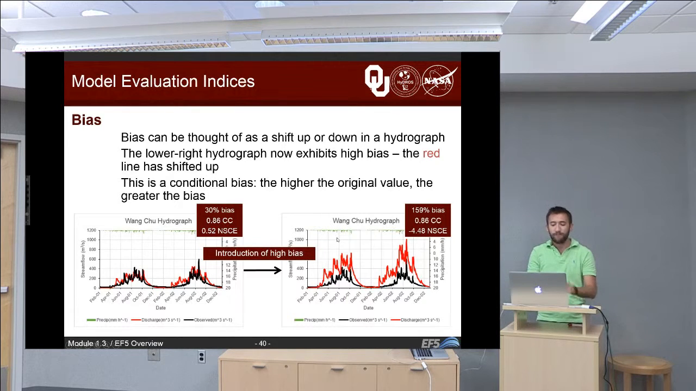And so to give you an idea of the statistics, the difference between these two, at the lower left, the original hydrograph, we had a bias of 30%. On the right, our hydrograph now, after I've added that bias, is 159%. The CC and the Nash, those are two other model evaluation indices that we'll talk about in just a moment. But the reason they're shown here is to show you that bias and correlation coefficient are mostly independent from one another, but Nash is not. It requires both the bias and the correlation coefficient to be good or adequate.